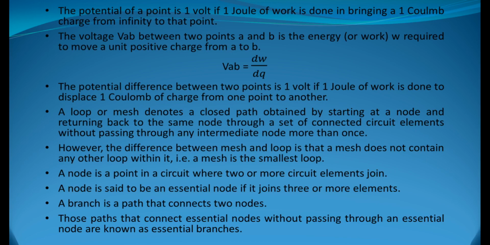However, the difference between a mesh and a loop is that a mesh does not contain any other loop within it. That's what we saw. That is, a mesh is the smallest loop. Then comes node. A node is a point in a circuit where two or more circuit elements join. A node is said to be an essential node if it joins three or more elements. We saw this also. Then a branch is a path that connects two nodes. And those paths that connect essential nodes without passing through any other essential node are known as essential branches.